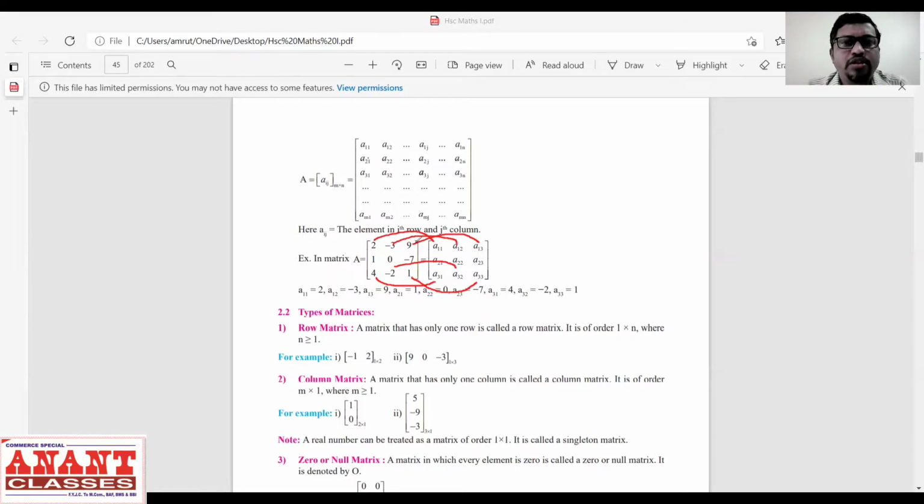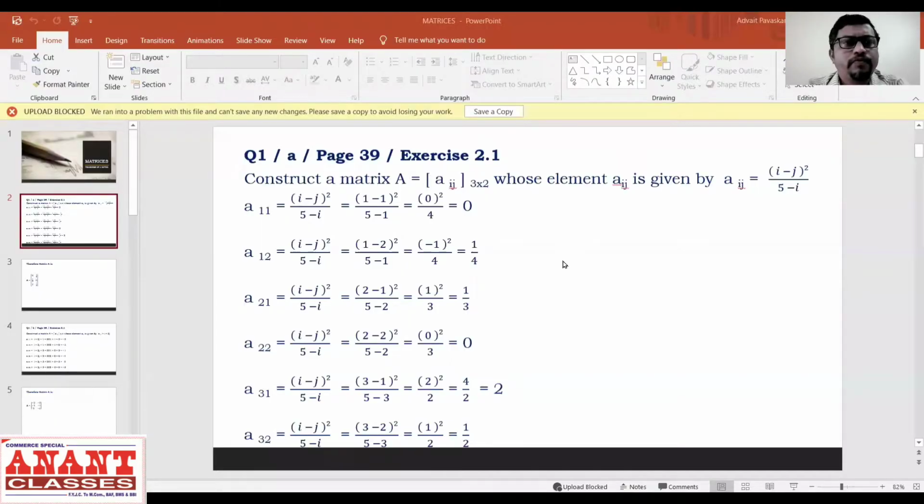elements, and based on this you have got the question in exercise 2.1. First question is based on this. There are altogether 4 questions in 2.1, out of which the first question is based on this. So we'll discuss that question now. We are discussing now question 1A, that is the first question, page number 39, exercise 2.1.